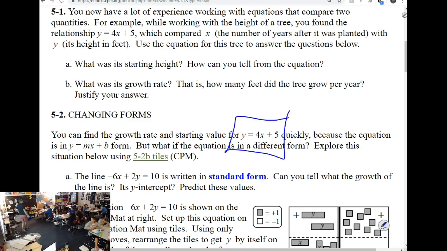Yeah, and I don't know if we've explicitly talked about this, but if I plug in x of 0, like when the tree's planted, x is 0, 4 times 0 makes 0, and then we just get 5. So then, Peyton, how do I talk about the tree 5 years from now?